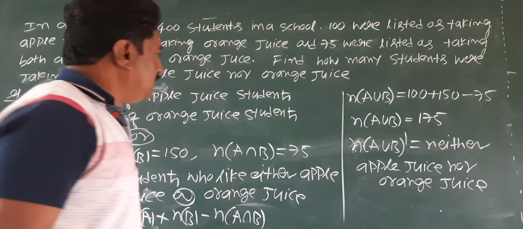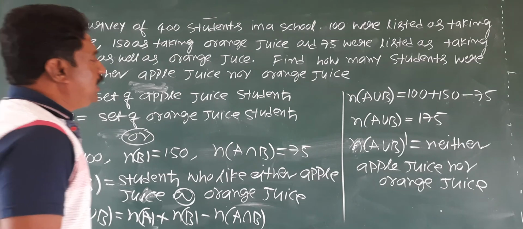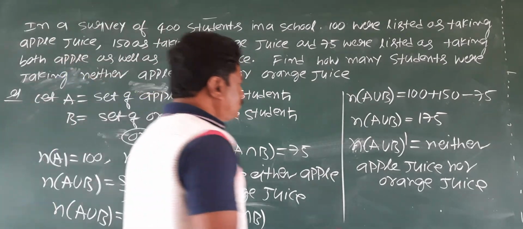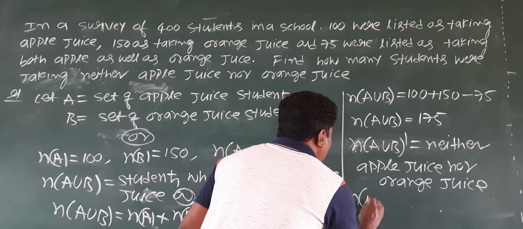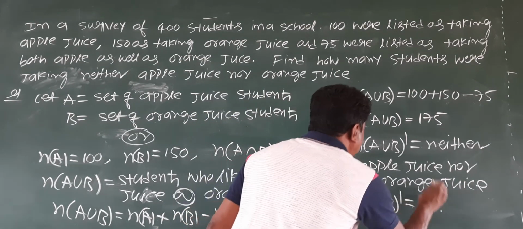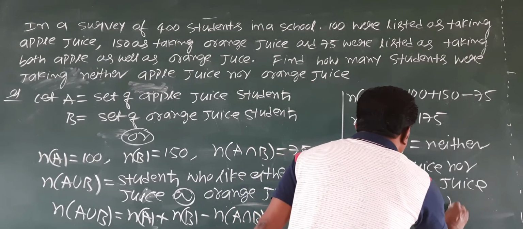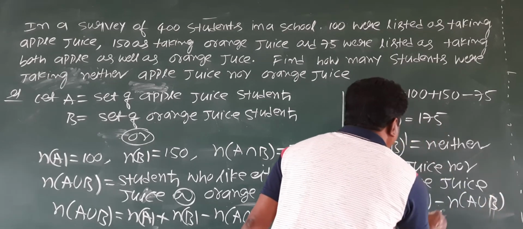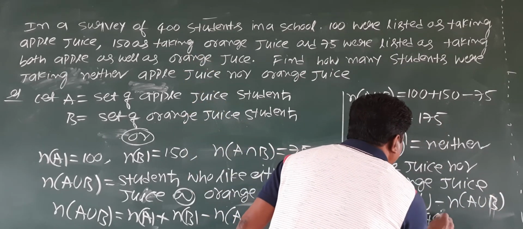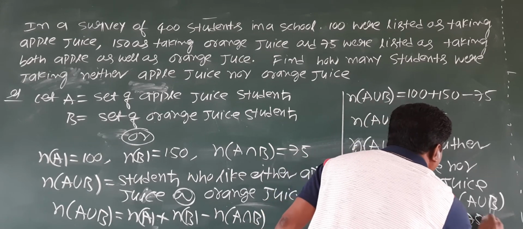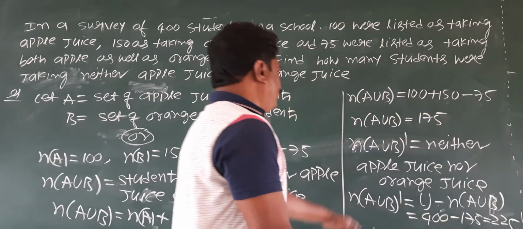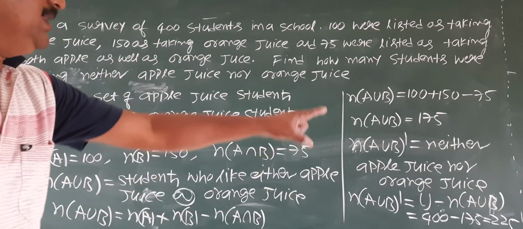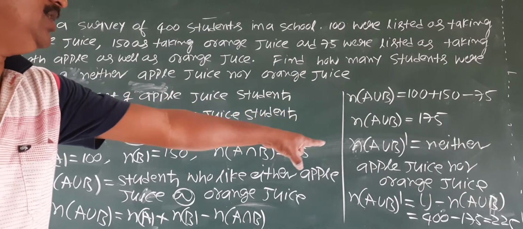Let us calculate that. n of (A union B) dash. What is A dash, students? It is U minus A. So n of (A union B) dash is equal to U minus the number of elements in A union B. That's all. U means 400, so 400 minus 175 is 225. So the number of students who like neither apple juice nor orange juice is 225.